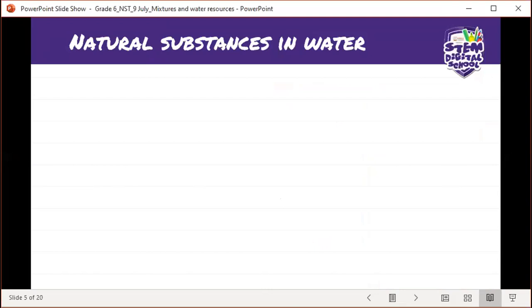Okay, so let us look at natural substances in water. Water can dissolve many substances. As I previously said, water is a good solvent.